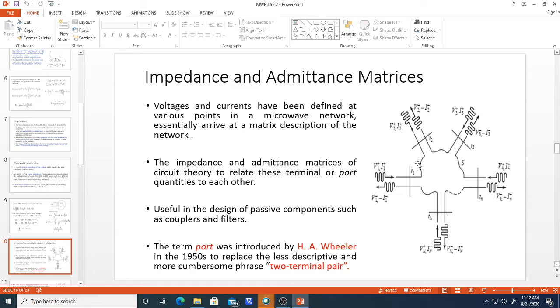Okay, so actually whatever we are discussing here, different ports, that port name was introduced by the scientist H.A. Wheeler in 1950, and it replaces less descriptive terms. We cannot directly say voltage and current at this particular point. We can directly say voltage and current at port 1, port 2, like that. Whatever number you specify for that particular port, you can get the values from the corresponding port.